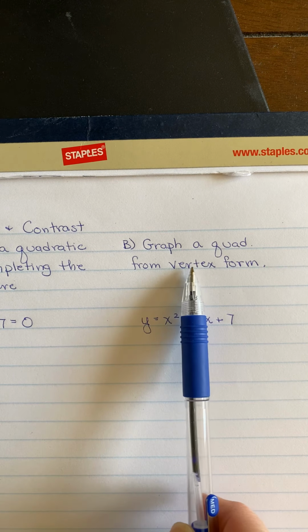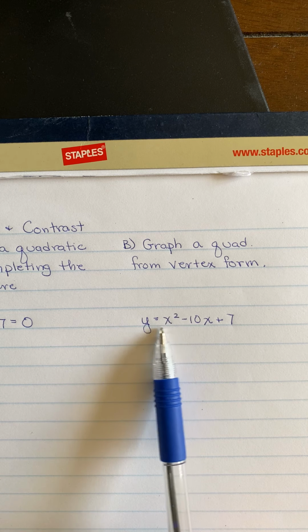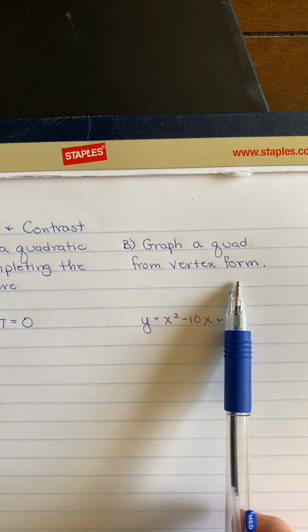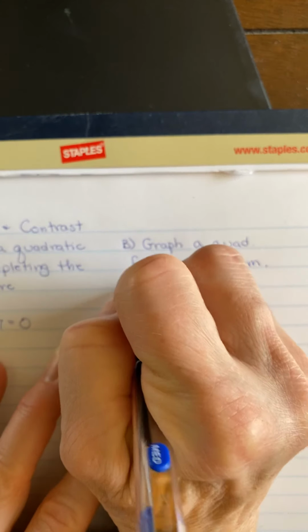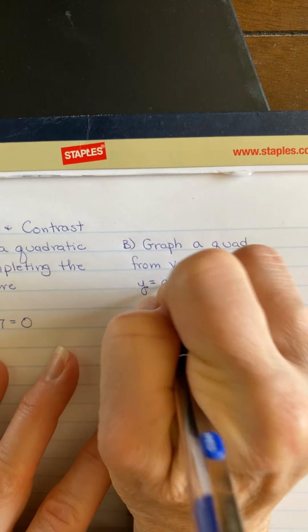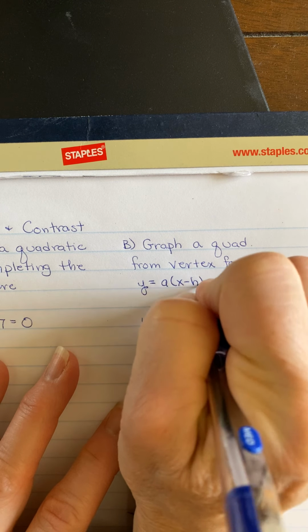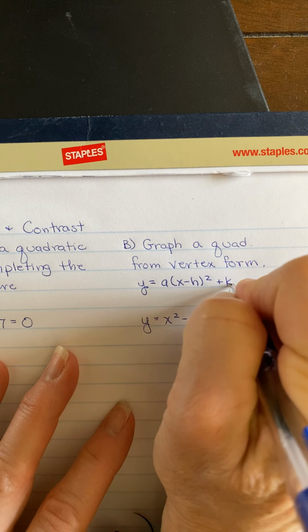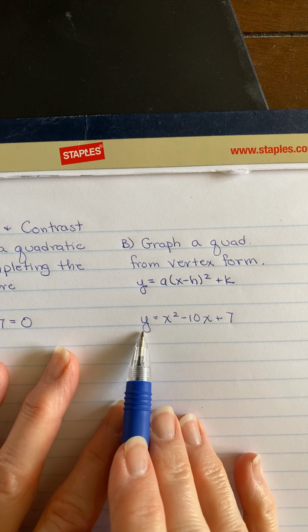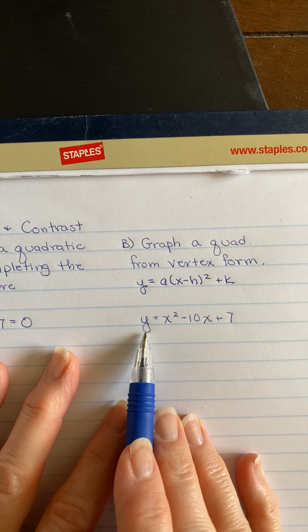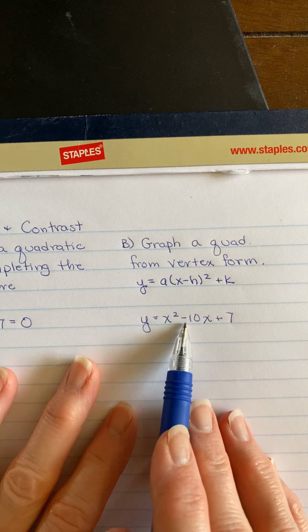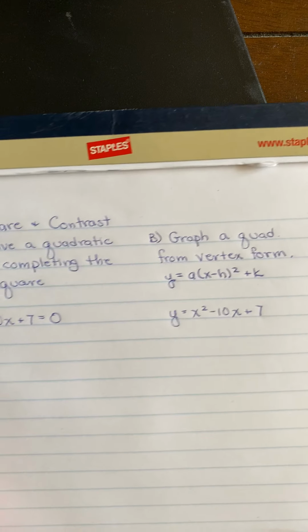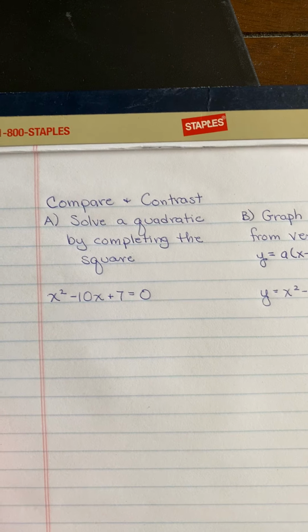If you ever were asked to graph something from the vertex form, which is y equals a times (x minus h) quantity squared plus k, then to get it into vertex form you would complete the square. But you see how you have your y there? You're not going to solve anything. You're just going to change the form and then you can graph it. All right, so let's go back here.